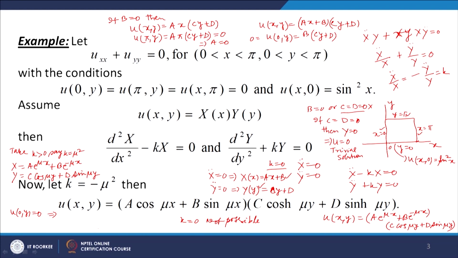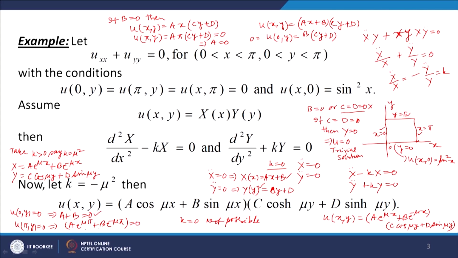Okay. So either A plus B is 0 or C and D are equal to 0. C equal to D equal to 0 will give u(x,y) equal to 0. So we cannot take C equal to D equal to 0. So we consider A plus B equal to 0. Now let us put x equal to pi. So u(pi,y) is equal to 0 means (A e to the power mu pi plus B e to the power minus mu pi) times (C cos mu y plus D sin mu y) equal to 0. Again C equal to D equal to 0 is not possible, so we take this equal to 0.